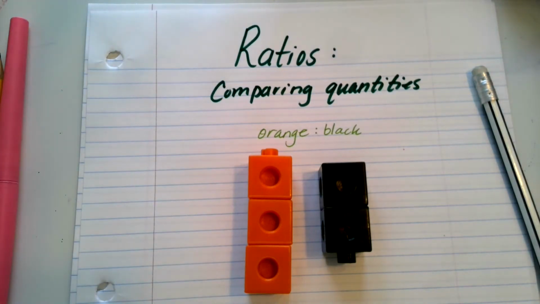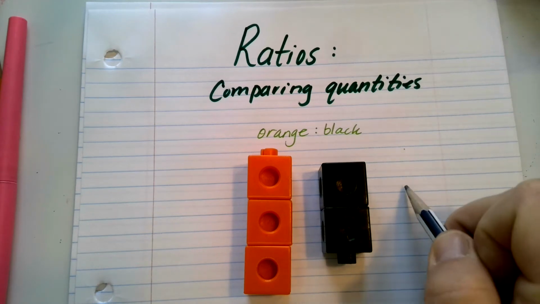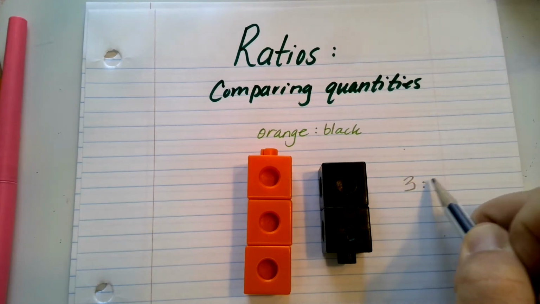Guys, today we're learning about ratios. Ratios are a pretty handy way of comparing quantities. So if we were comparing how many orange blocks we have here to how many black blocks we have here, we could write a ratio of 3 to 2.